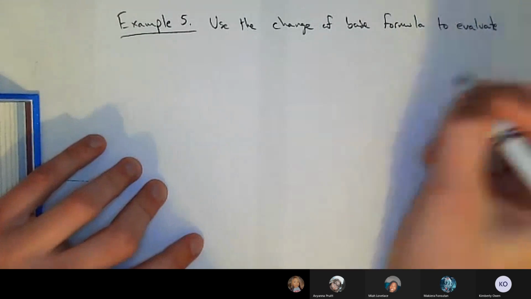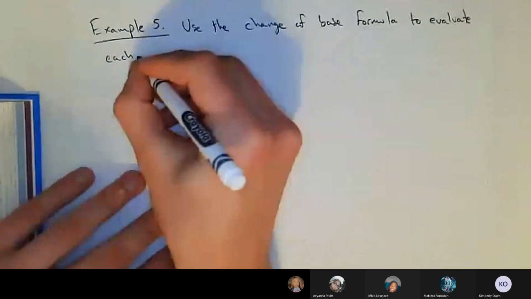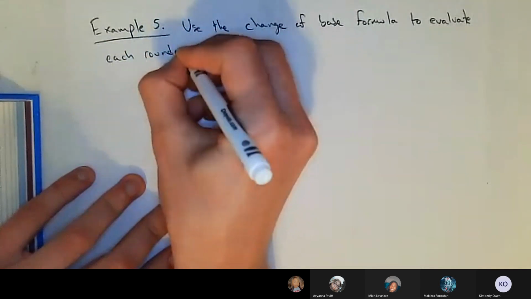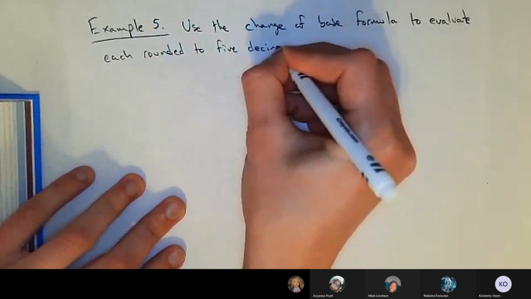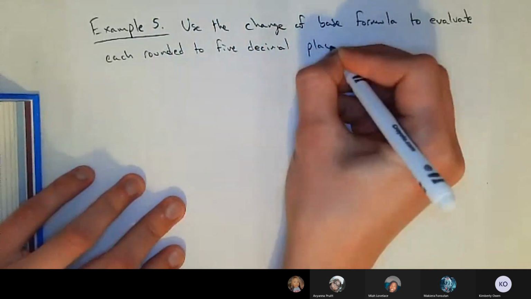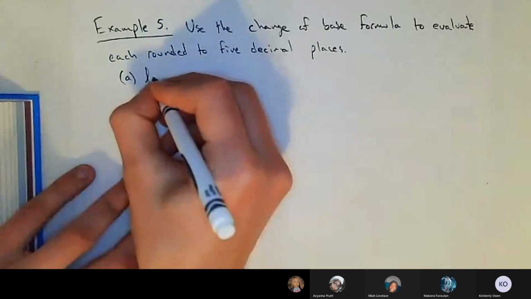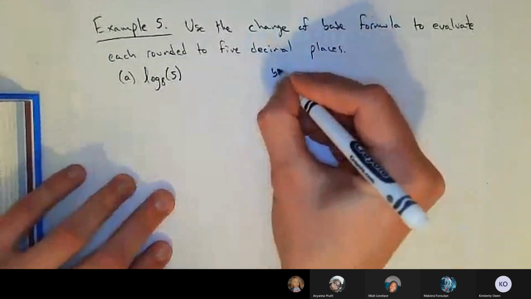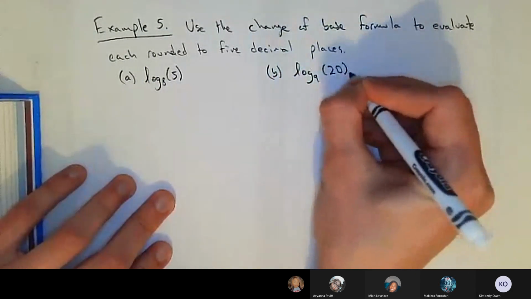Oh, and they tell us in this example to evaluate each rounded to 5 decimal places. Okay. Part A is log base 8 of 5. Part B says log base 9 of 20.